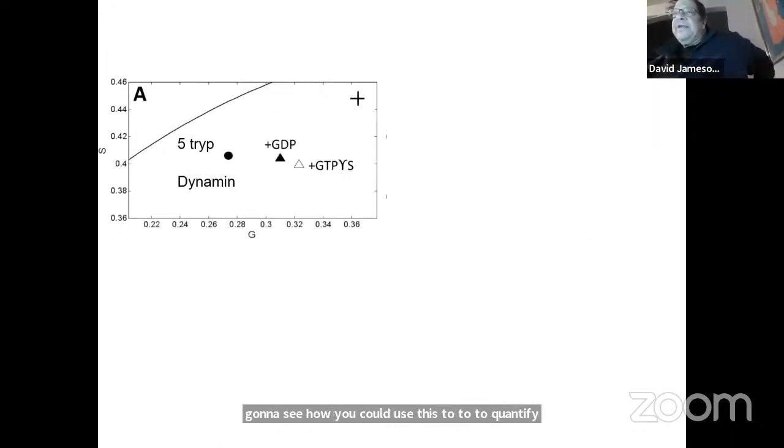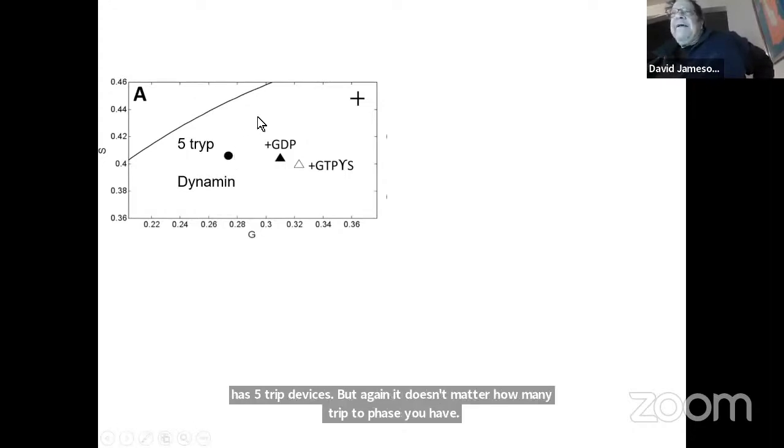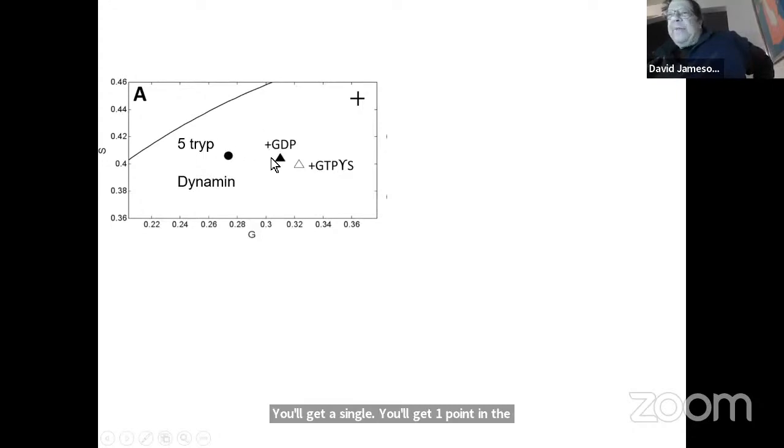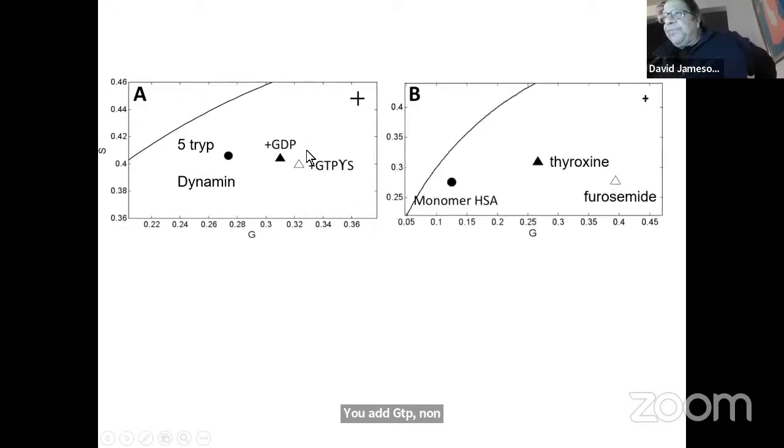And one of the early things I did too, I work on dynamin, a GTP binding protein. It has 5 tryptophans, but again, it doesn't matter how many tryptophans you have, you'll get one point in the phasor plot, and you add GDP, that moves the lifetime. So you're affecting the lifetimes of one or more of the tryptophans. You add GTP, non-hydrolyzable analog, it moves differently.